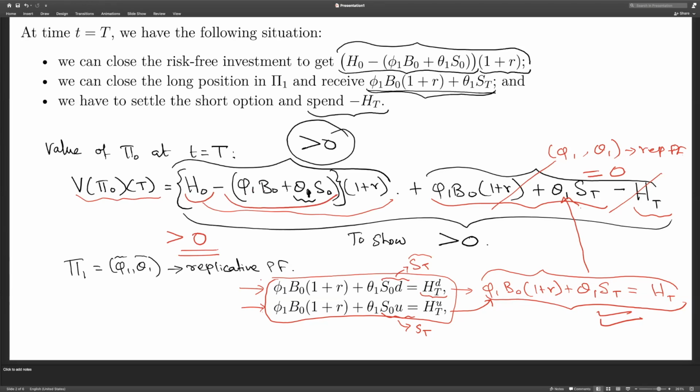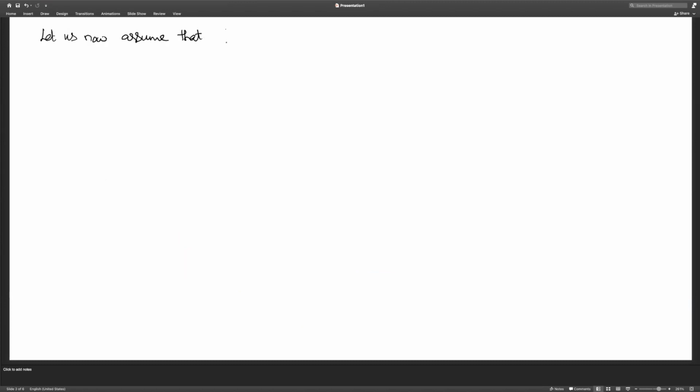Now, as you know, we have to assume that H naught is less than this quantity and again construct an arbitrage portfolio. Let us now assume that H naught is less than phi 1 B naught plus theta 1 S naught. In this case, we will construct the portfolio pi naught as follows.